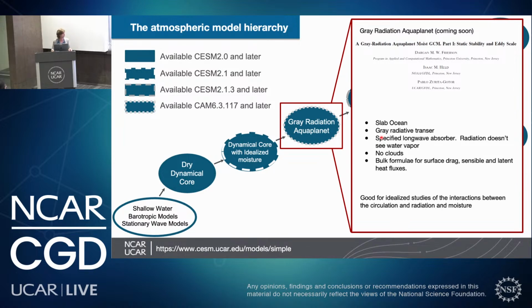So now in this configuration, you can start to look in a simplified way at the interactions between radiation and the circulation. This one's set up following the study by Frierson et al. And you can start to do idealized global warming experiments because you can change the concentration of that longwave absorber and look at how things respond, but it's still a very cheap model to run.